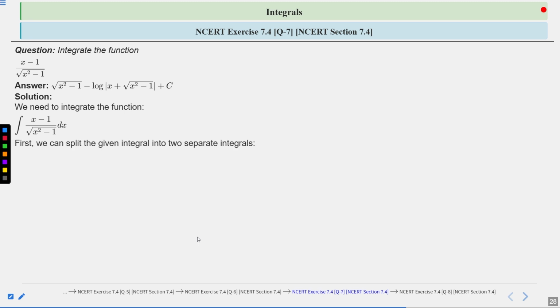Now, first we can split the given integral into two separate integrals. Integral of x minus 1 upon root over x square minus 1 dx is basically equal to integral of x dx upon root over x square minus 1 minus integral of 1 dx upon root over x square minus 1. Let's solve each integral separately.